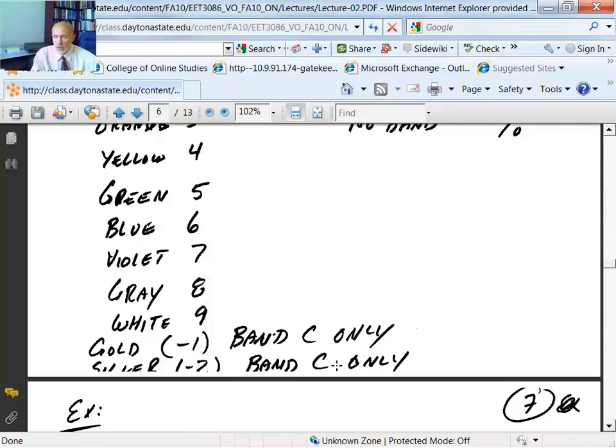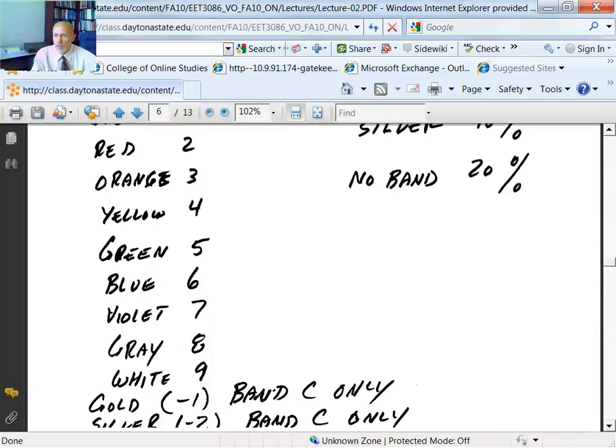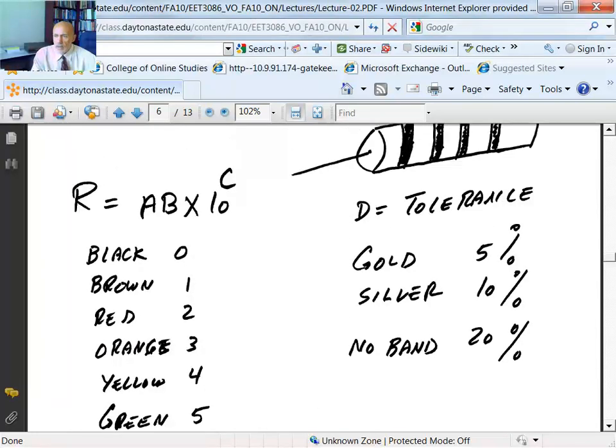So if the resistance is less than, let's say, 1, then you have to use the gold or silver color band. Now band D is the tolerance. Gold is 5%, silver is 10%, and if there's no band, it's 20%.